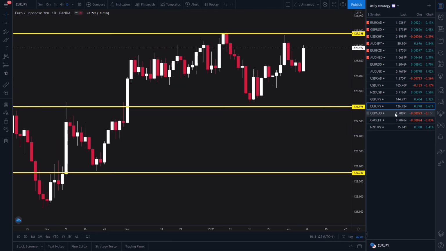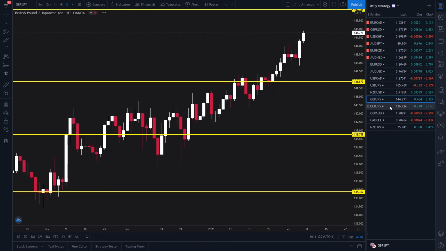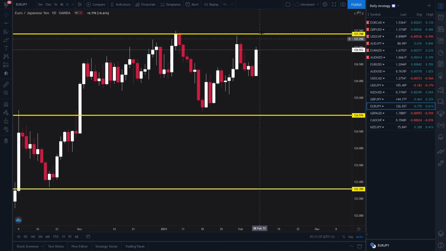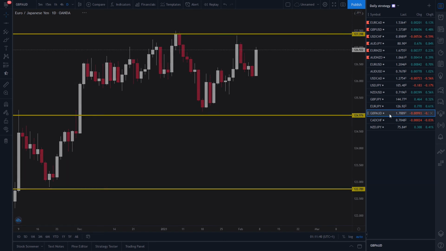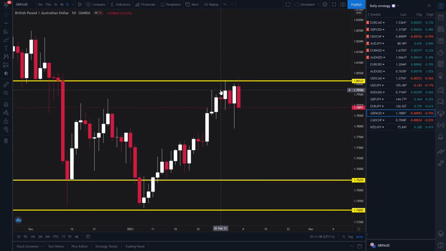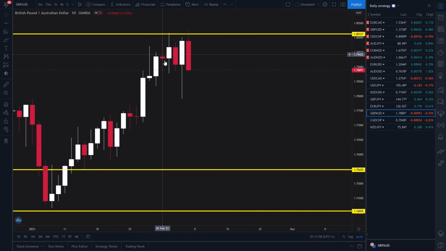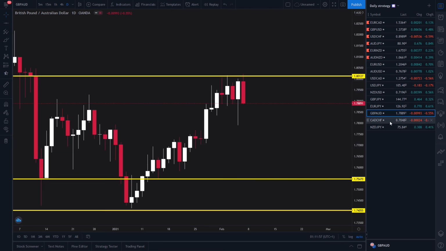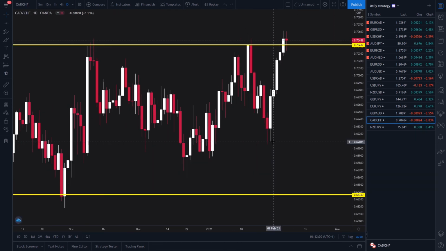EURJPY is pushing up like all JPY pairs, so we'll wait for them. GBPUSD, it's already reversing. We have seen the indecision candle right here, but it wasn't on a level exactly, so it was quite far to enter. So no trades here.